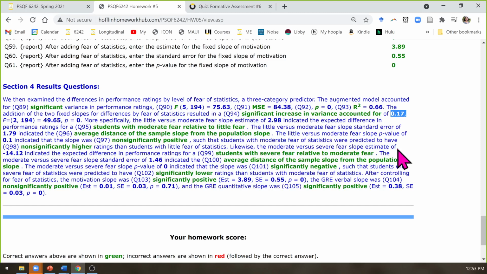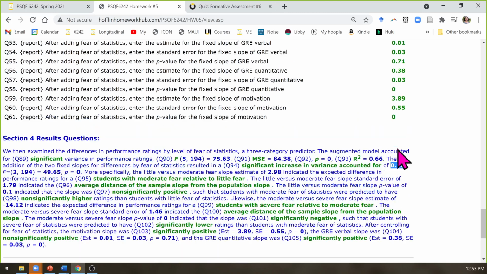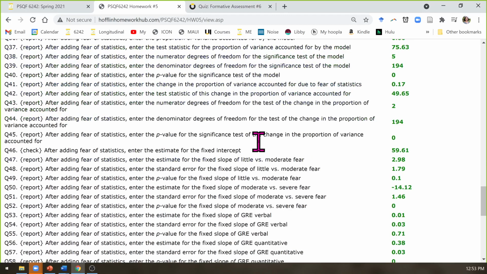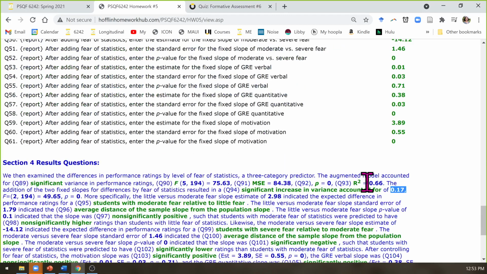0.17 is the R square for the model. This number would only have meaning relative to what it used to be. So in the previous stage, before adding in fear of statistics, the R square was 0.49. After adding it in, the R square is 0.66, and so 0.17 is the difference, and it's phrased in this way. It's like how much more of the variance did you account for?